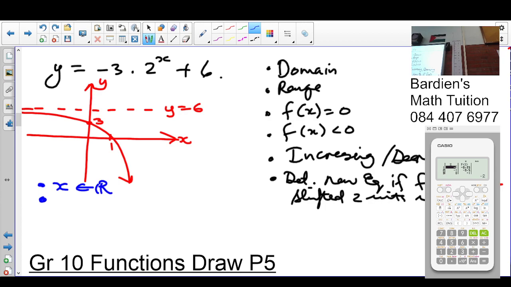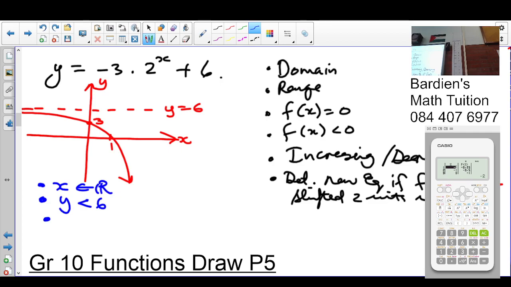Does this graph exist at negative infinity? Yes. So where does this graph stop existing? At 6. Is anything less than that? So in other words, y must be less than 6.